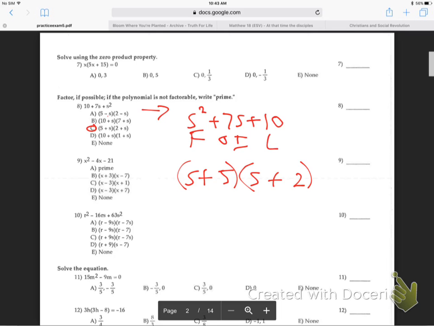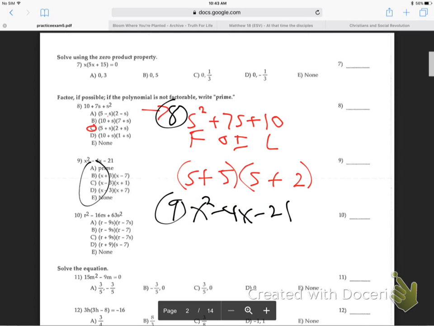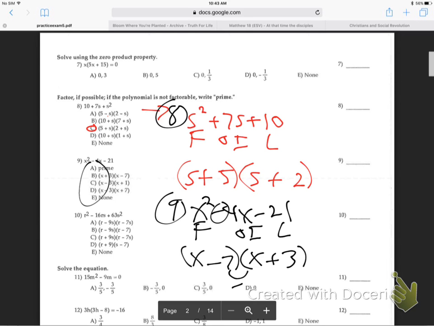Number 9, we good? So on to number 9 we go. Number 9 is x squared minus 4x minus 21. Any GCF? No GCF. Go right into the FOIL. Two parentheses, x is in the front. What multiplies to be 21? 7 and 3. The sign in the middle is always on the bigger, right? You can check it: minus 7 plus 3 makes minus 4. It's all good.